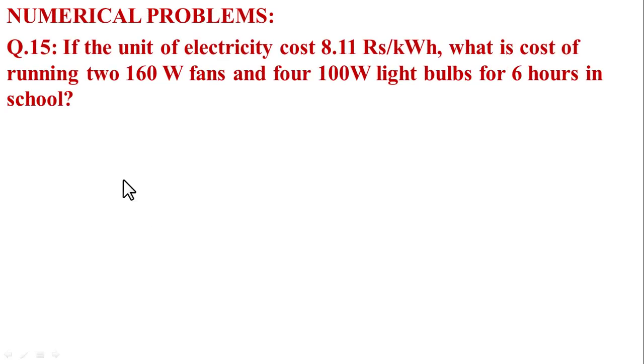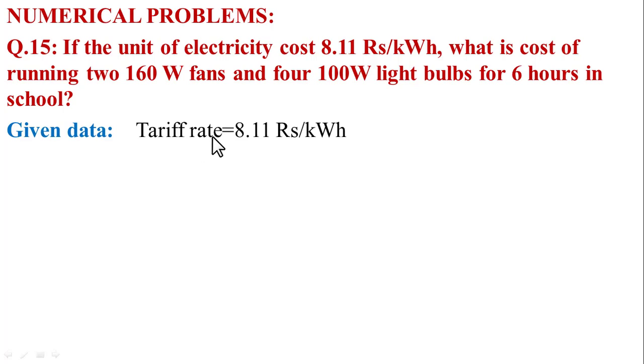Now we will move to the next numerical, question number 15. In question number 15, if the unit of electricity costs 8.11 rupees per kilowatt hour, what is the cost of running two 160 watt fans and four 100 watt light bulbs for 6 hours in a school? First of all, according to the statement, write the given data. In given data, tariff rate is 8.11 rupees per kilowatt hour.